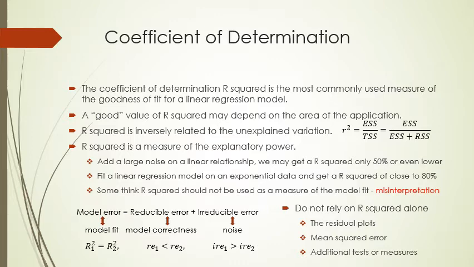We may also need to analyze the residual plots. The residual plots may tell us if the model is correct. Another common measure of fit is the mean squared error. It is an estimator of the error. When we have many predictors and need to select the best model as the model selection, we might need additional tests and measures such as AIC, BIC, and Cp.